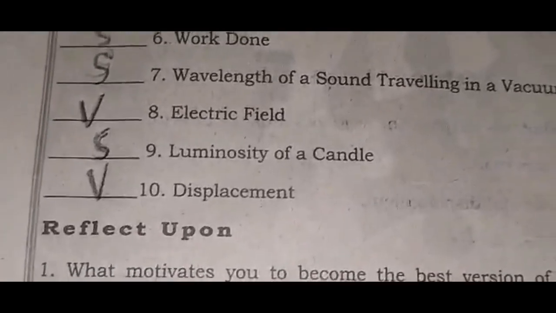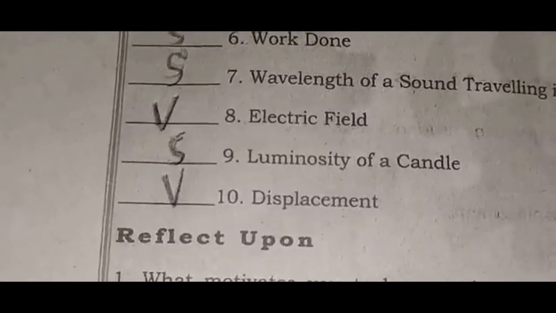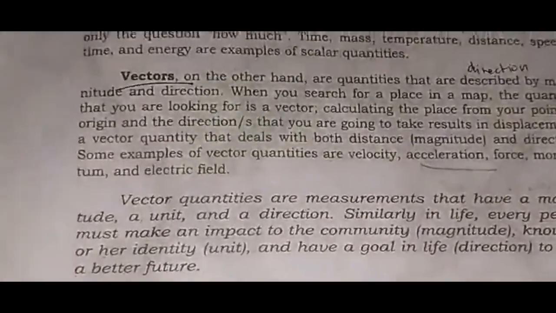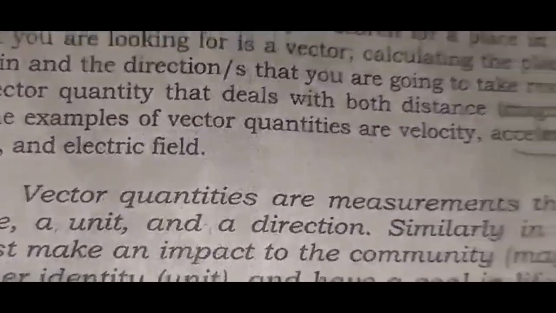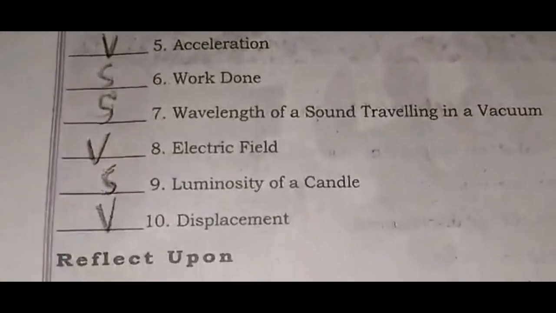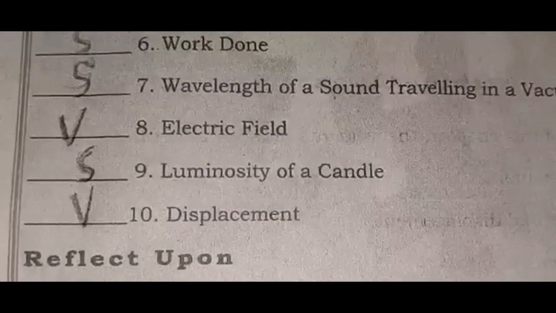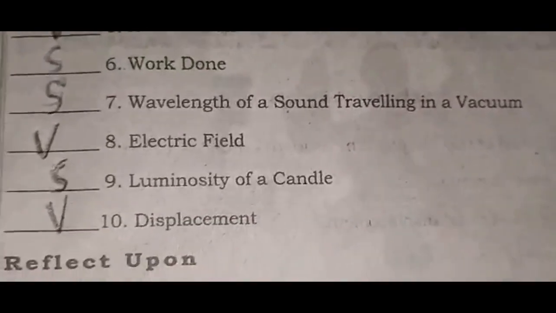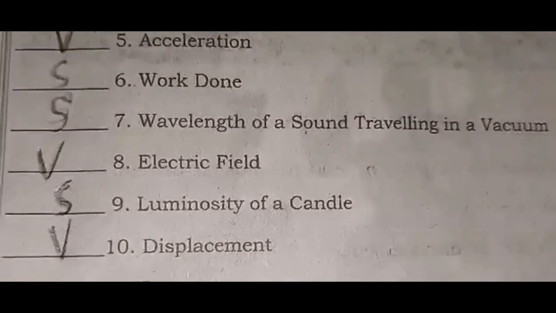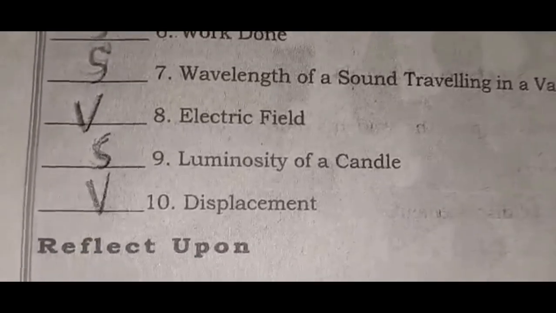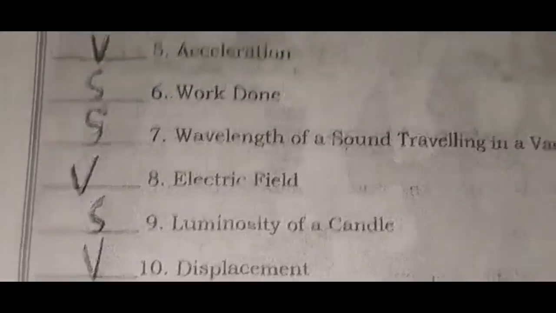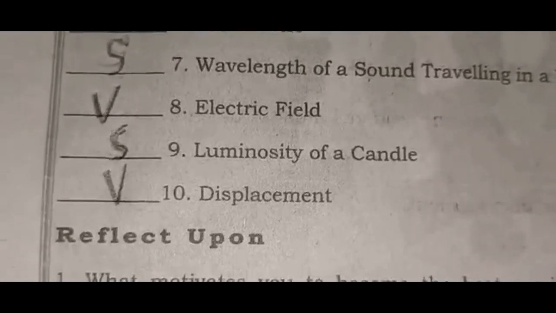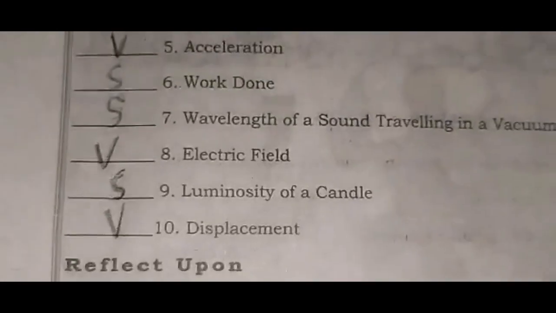Next one is the electric field. Electric field is a vector quantity because first, it is one of the examples of vectors, and it does have a magnitude and a direction. Next is the luminosity of a candle. Same with the wavelength of a sound traveling in a vacuum, it has a magnitude but no direction. Lastly, the displacement. Same with the electric field, displacement has a magnitude and a direction. That's all. Thank you.